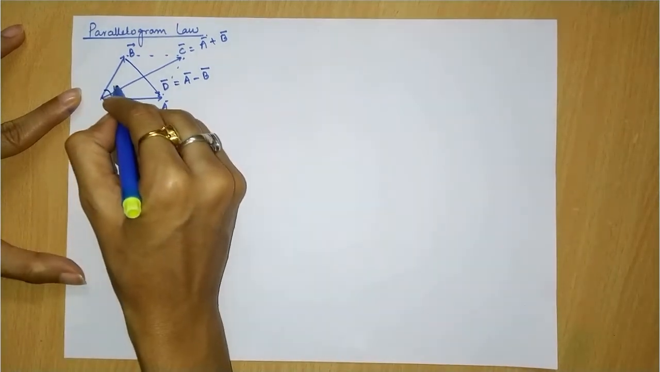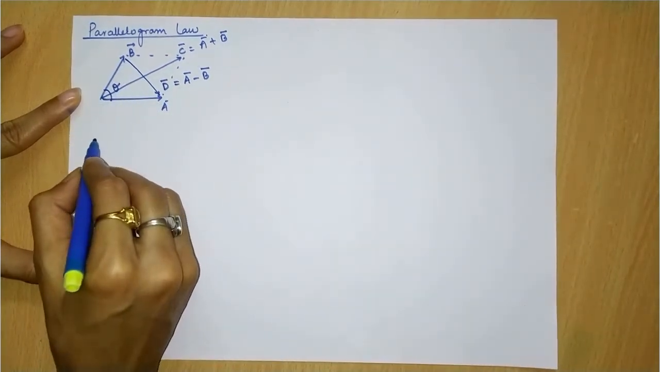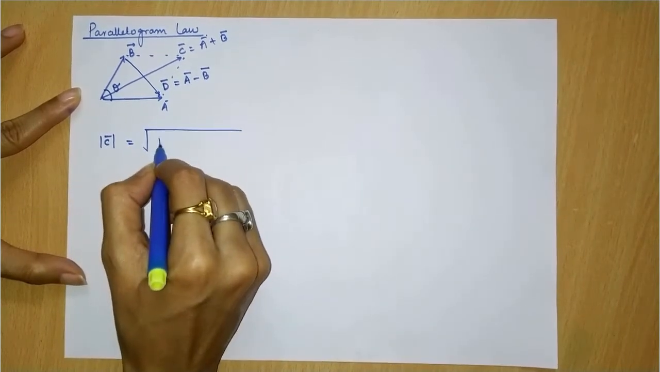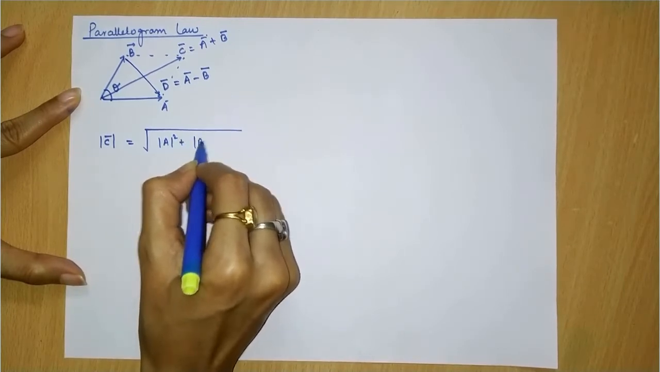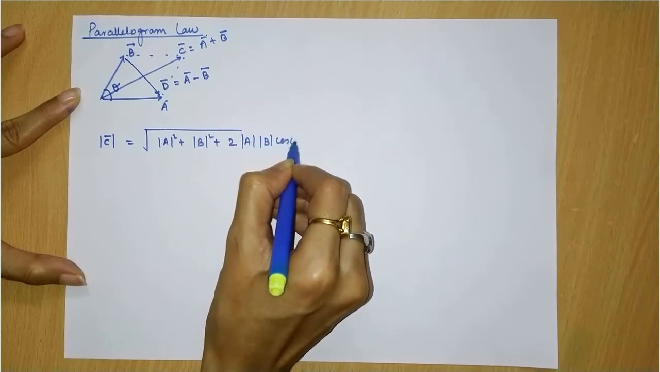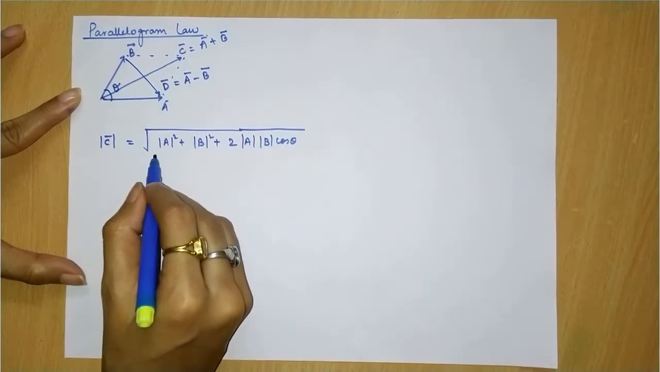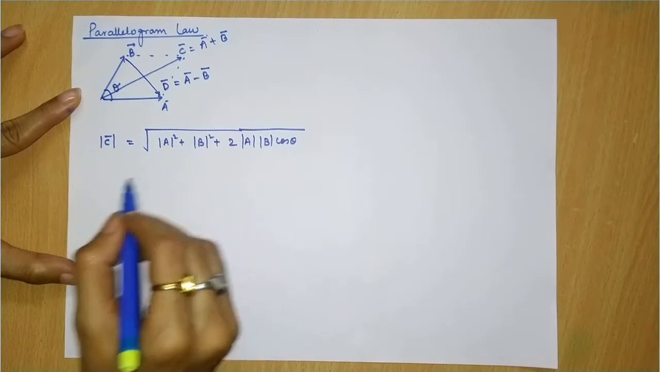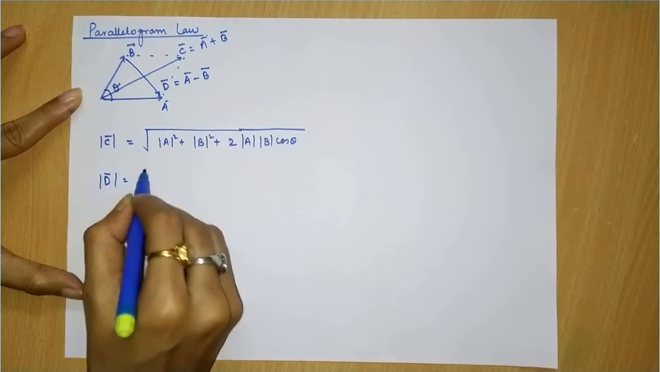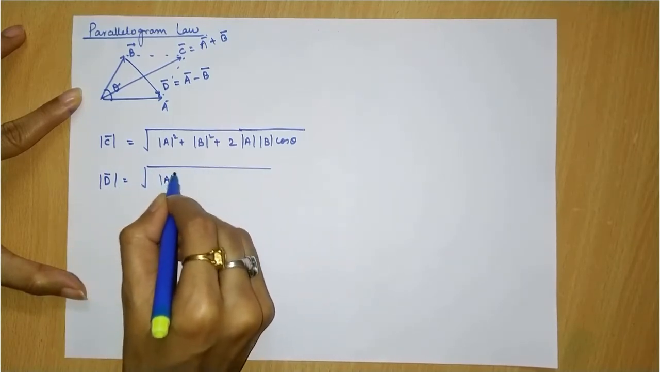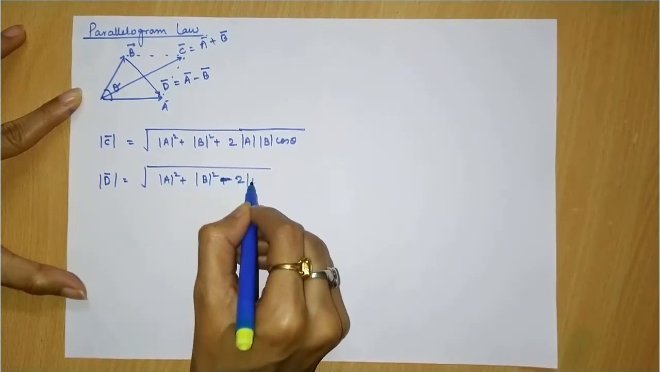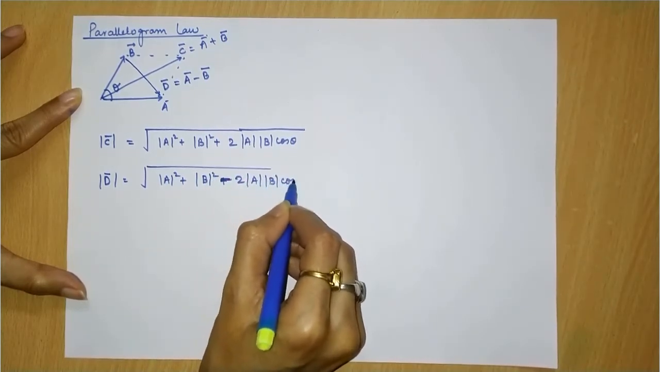Suppose this is angle between the two vectors theta, then A plus B, that is mod C, is equal to under root mod A square plus mod B square plus 2 mod A mod B cos theta, where mod A and mod B represent the length of vectors A and B. Similarly, we can write D vector as under root A square plus B square minus 2 AB cos theta.